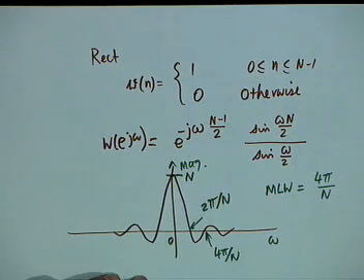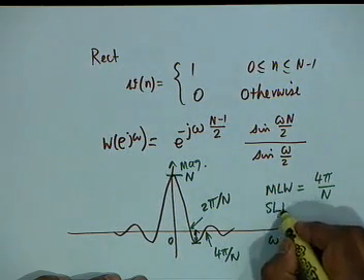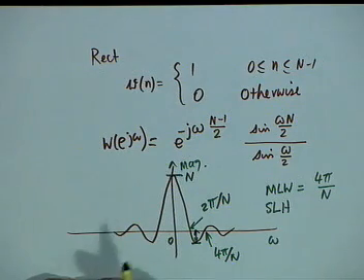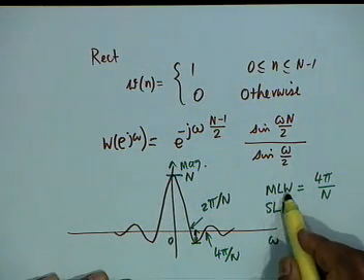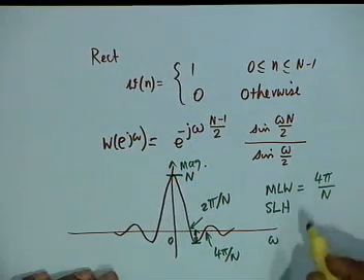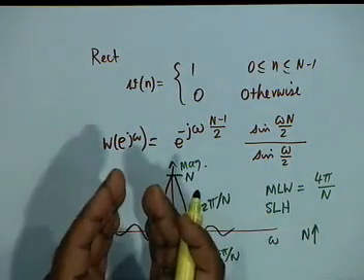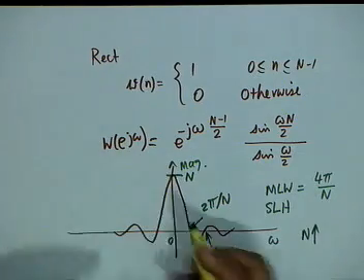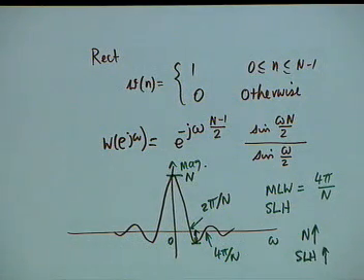We want an impulse function. And this height, the side lobe height, SLH, should also be as small as possible. These two requirements unfortunately are contradictory. If we want to decrease the main lobe width, then capital N should increase. As capital N increases, the main lobe shrinks, but at the same time the side lobe height increases.